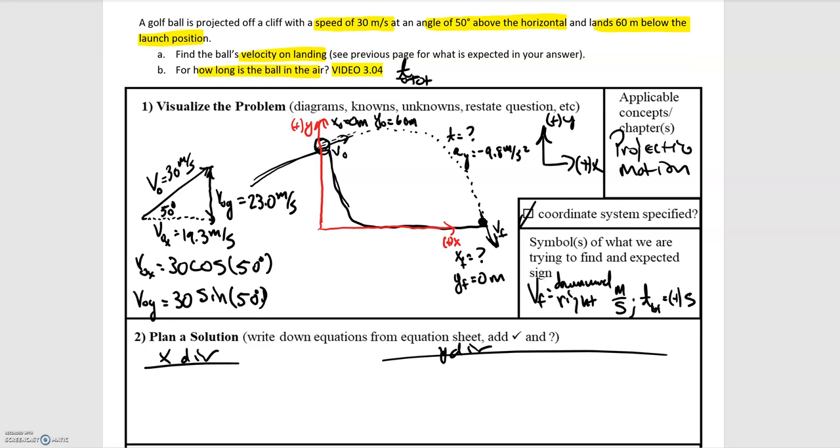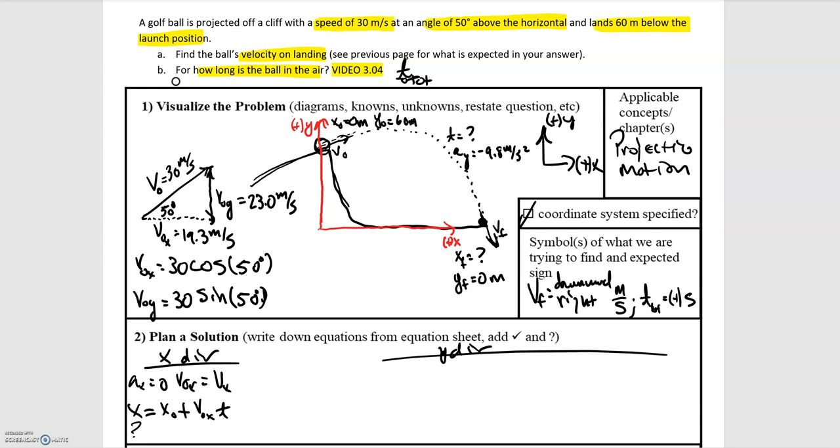Now we can move on to planning our solution. We know that in the x direction, acceleration is 0. So the initial velocity in the x direction is going to be equal to the final velocity in the x direction. The other equation that we have for the x direction is the final position is equal to the initial position plus the initial velocity multiplied by time.